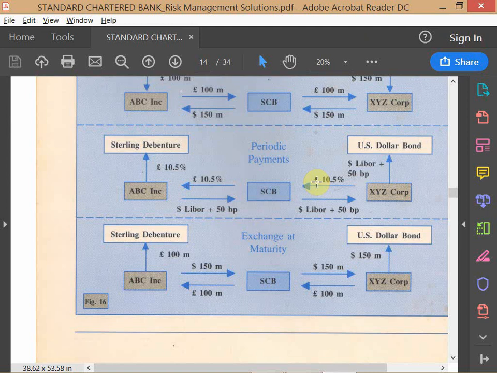Just like when I buy dollar yen, if I'm buying dollar yen from you, I am buying dollars, but you are selling dollars. And after the transaction, that's a transaction. After we have done the transaction, my position will be long dollars, your position will be short dollars.